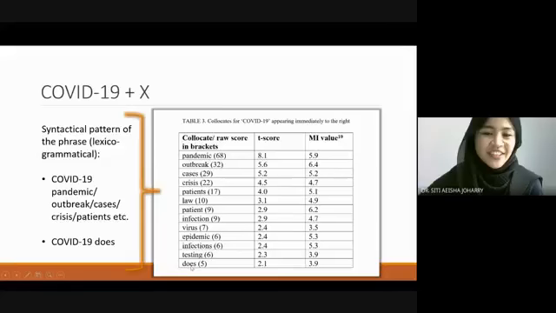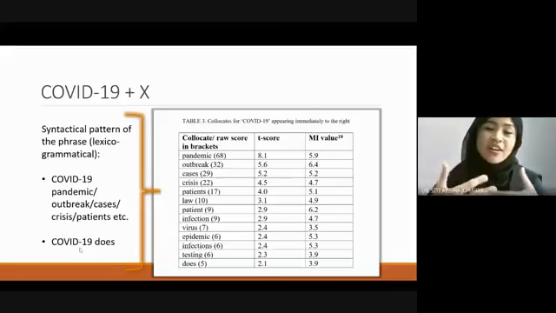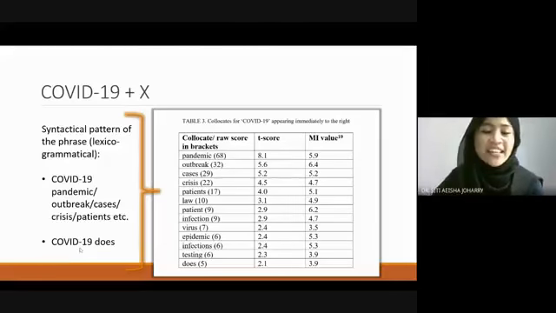I find that the last one is interesting. It's not COVID-19 used as an adjective to describe a noun. In fact, COVID-19 here acts as a subject, and it is doing something, followed by a verb. And in this case, it is COVID-19 does. So I'm just going to ask the audience, would you know what would come up next in relation to COVID-19 does?